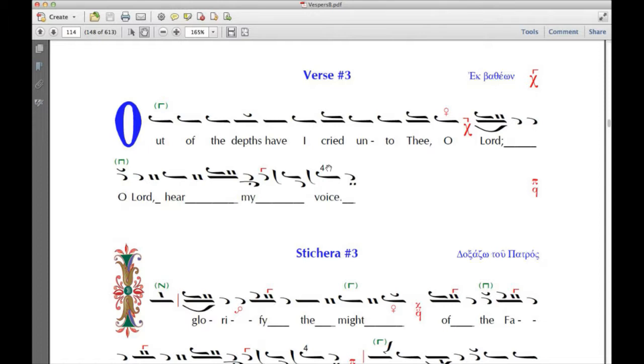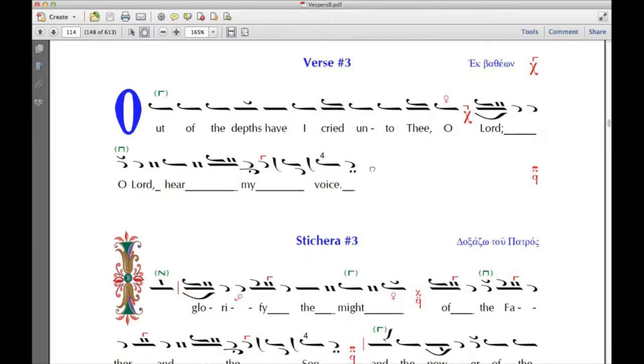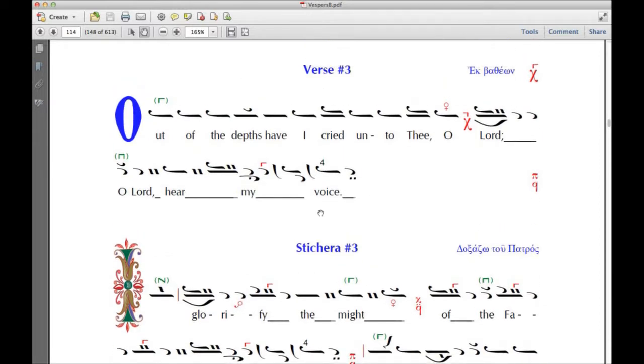For some reason that strikes me as odd, because it just keeps on going right through, they don't pause, which is weird. What I would do is, out of the depths have I cried unto thee, O Lord, O Lord, or something. But maybe we'll rewrite that one as a group. Group decision. We'll rewrite the music locally.